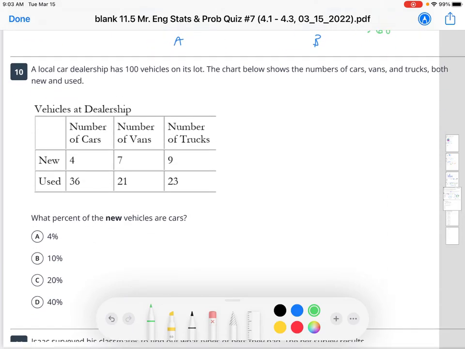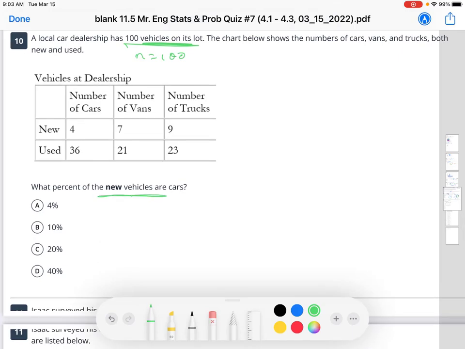Question number 10, a local dealership has 100 vehicles on its lot. So I'm going to write N equals 100. The chart below shows the number of cars, vans, and trucks, both new and used. What is the percent of new cars that are new? Okay. What percent of new vehicles? So how many new total?